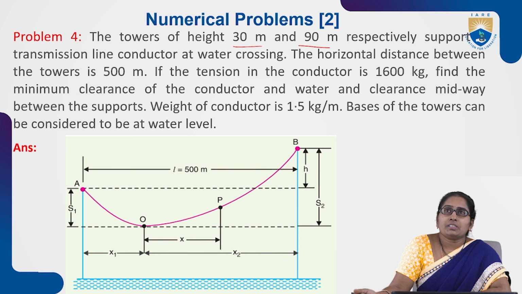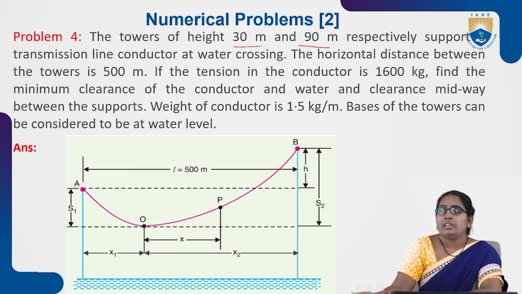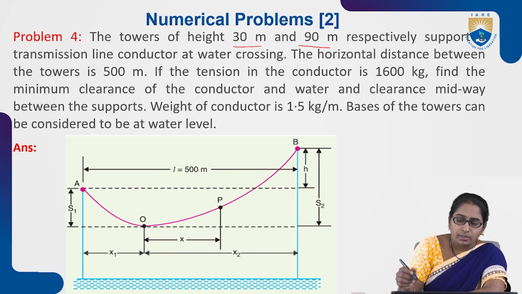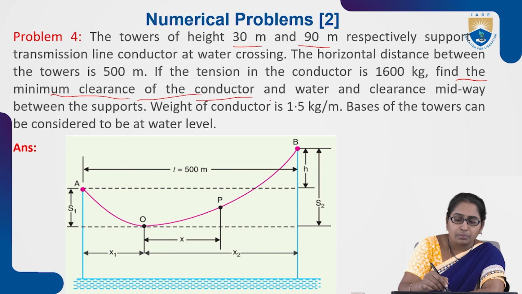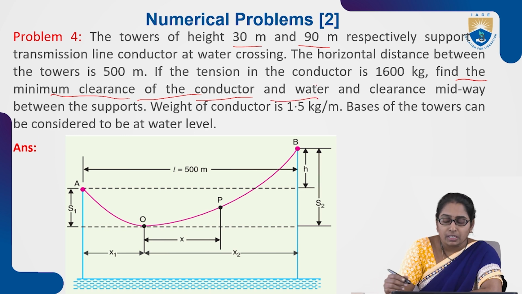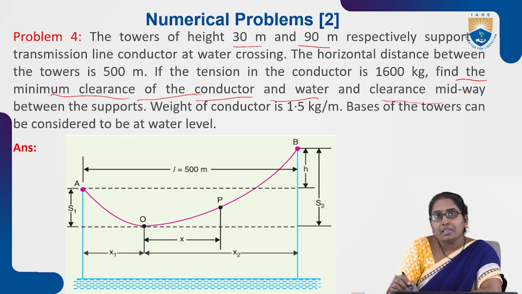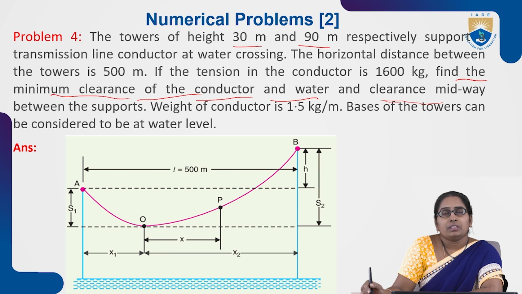Tension in the conductor is 1600 kg. Tension directly given, capital T. Find the minimum clearance of the conductor and water, and clearance midway between the supports. Here it is asked two things. First one is the minimum clearance of the conductor and water, and the second one is the clearance midway between the supports, the clearance at the midpoint of the conductor.